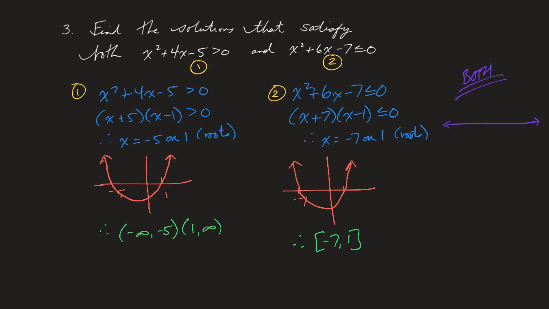So what I'm going to do in green is put on the solution to the first inequality. Negative 5 would be here, 1 would be here. I am everywhere to the left, and I have everywhere to the right. Now what I'm going to put on in red is the solution to the second inequality. I am down here at negative 7 and up here to 1. And now I have a closed circle here and everywhere up to my closed circle here.